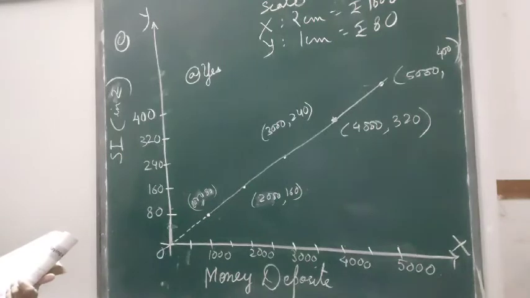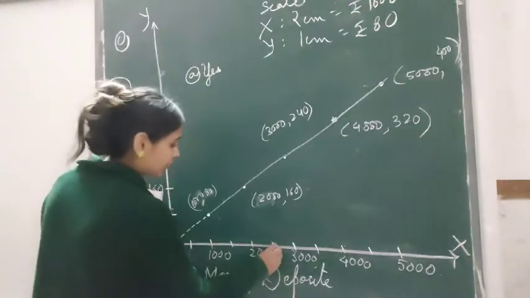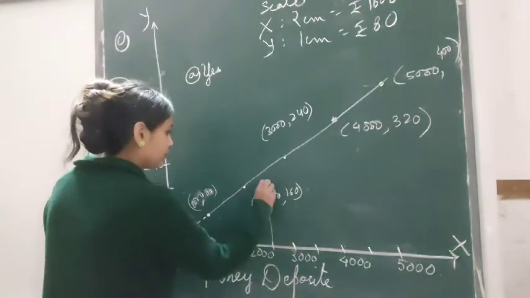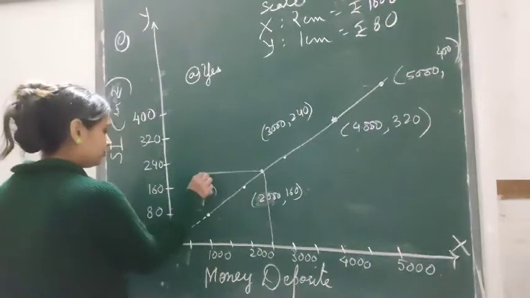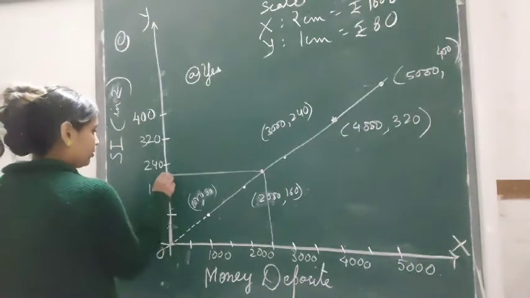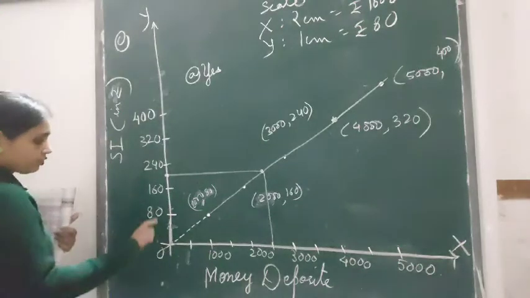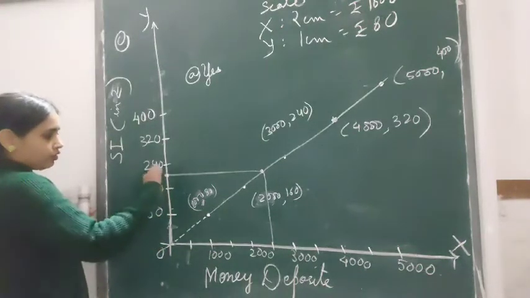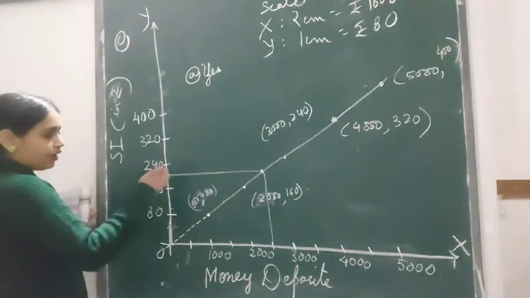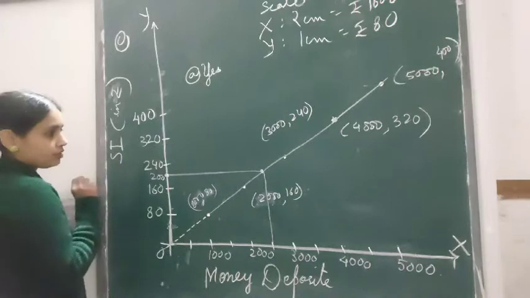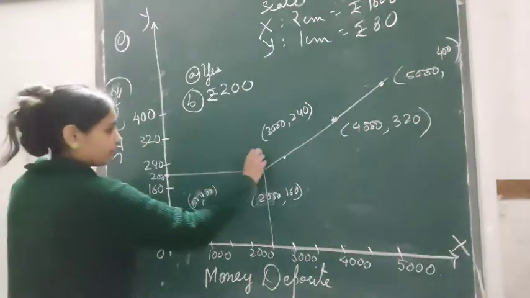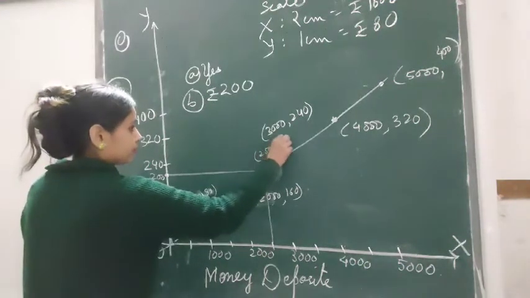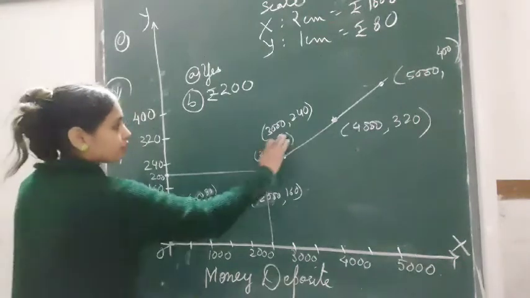Then use the graph to find the interest on rupees 2500. So when rupees 2500 is there, this is rupees 2500. What should be the interest? Let's check. Here, in the middle, this is 80, half of the middle is 40. So 160 plus 40 is 200. So this is 200. So answer B is rupees 200. Okay, here, which we made 2500.